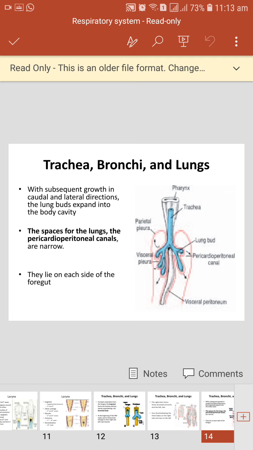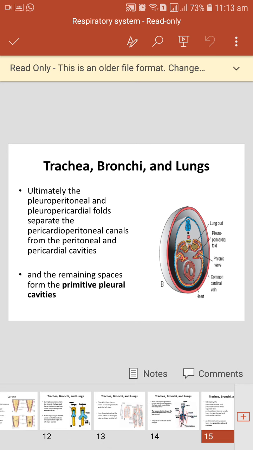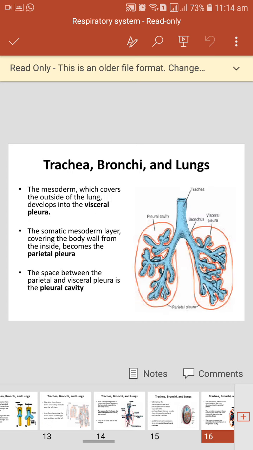With subsequent growth in caudal and lateral directions, the lung buds expand into the body cavity. The spaces for the lungs, the pericardio-peritoneal canals, are narrow. They lie on each side of the foregut, as you can see in this diagram. Ultimately, the pleuroperitoneal and pleuropericardial folds separate the pericardio-peritoneal canals from the peritoneal and pericardial cavities, and the remaining spaces form the primitive pleural cavities.